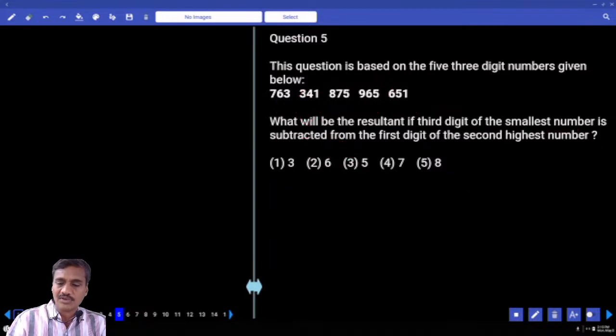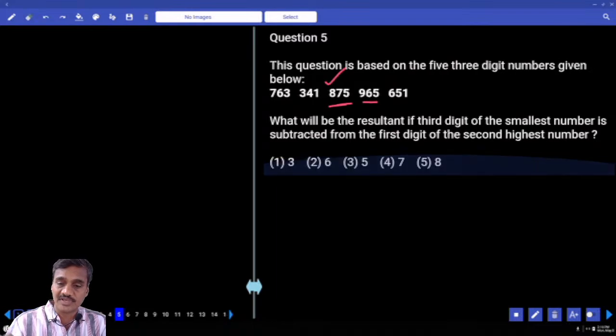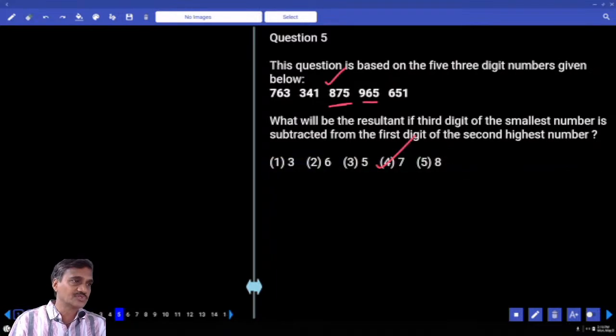Then the fifth one: what will be the resultant if the third digit of the smallest number is subtracted from the first digit of the second highest number? What is the smallest number? 341. The third digit is 1. What is the second highest number? 763. The first digit is 7. 7 minus 1 is 6, that is choice 2. Now in this one, 965, 875. In this 875, 8 minus 1 is 7, choice 4.